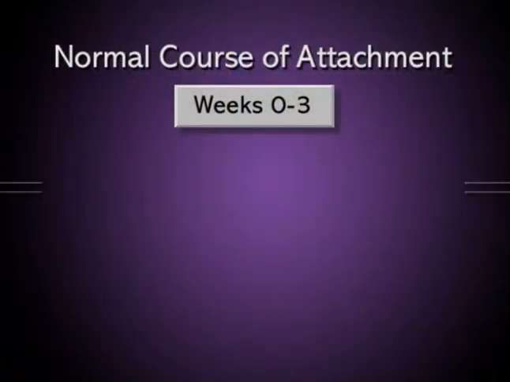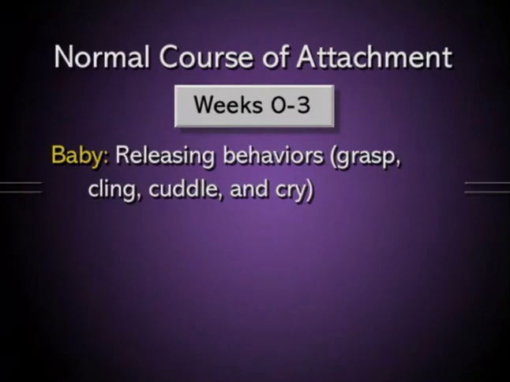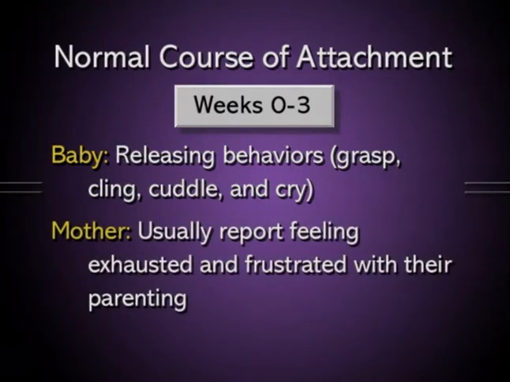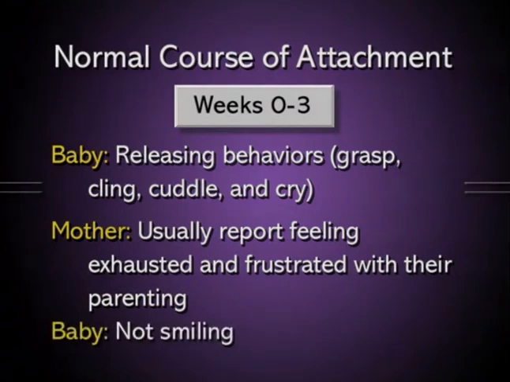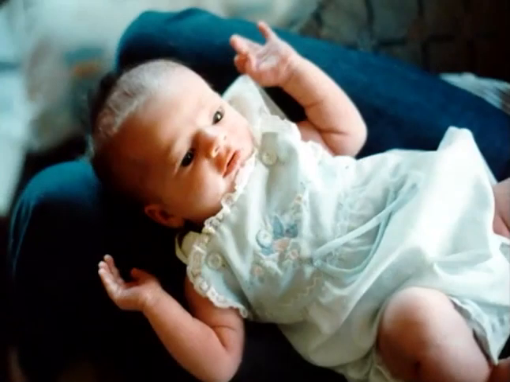In the first 3 weeks after birth, after a full-term birth, the baby emits some of these releasing mechanisms or behaviors. They grasp, they cling, they cuddle, they cry. They have some of the babyish features. Nevertheless, moms and parents usually report feeling exhausted and frustrated with their parenting. And one thing that seems to be missing in these first few weeks is the babies aren't smiling. They're not making eye contact. And they don't have the full-blown babyish features, the real pudginess and fatness often.